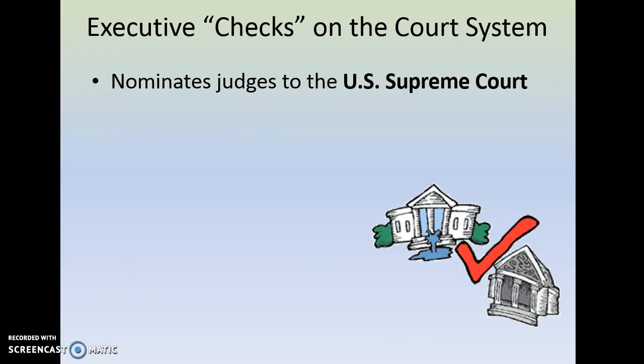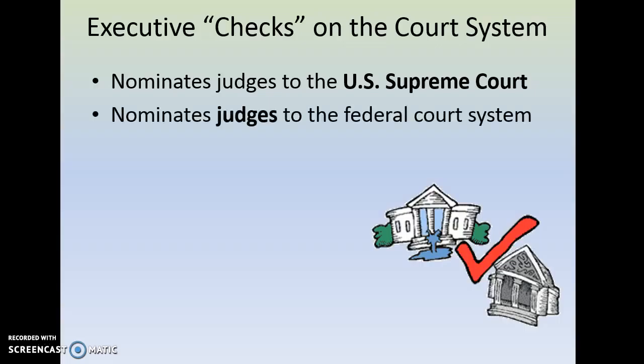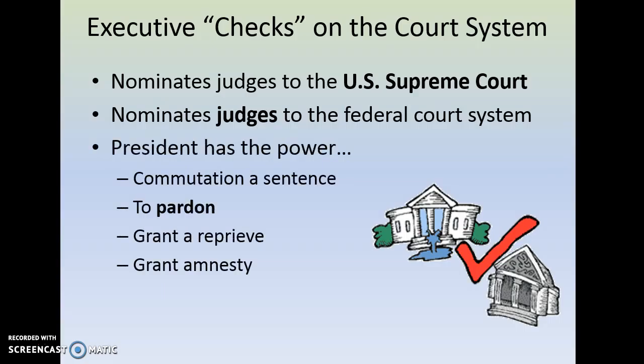And he appoints federal officials. The executive checks on the court system, on the judicial branch, is he can nominate judges to the U.S. Supreme Court. He can nominate judges to the federal court system, and he has the power to commute a sentence, to pardon people, to grant amnesty, and to reprieve. Those are basically when people have committed a crime, the president says, hey, they're not going to get punished. Those are all different ways of saying that, pretty much.